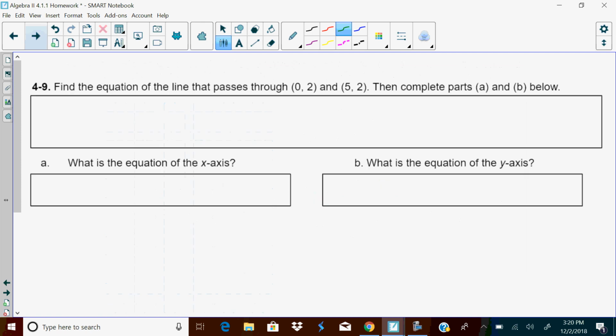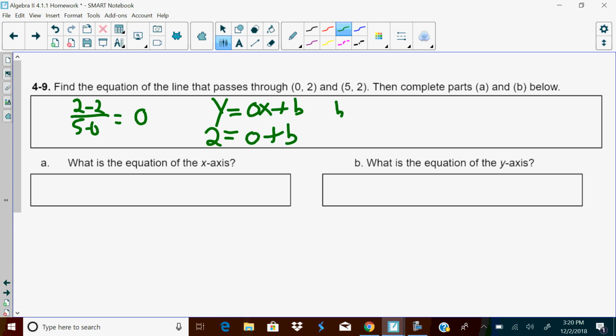So next problem says find the equation of the line that passes through (0, 2) and (5, 2). Then complete parts A and B below. First I'm going to find the slope. I'm going to do (2 − 2)/(5 − 0), which is 0. So I know the slope is 0. When I plug it back into y = mx + b and plug in a point, I get 2 = 0 + b, or b = 2. So you just get y = 2 as your answer. So you know that it's a horizontal line that goes through 2 every time.